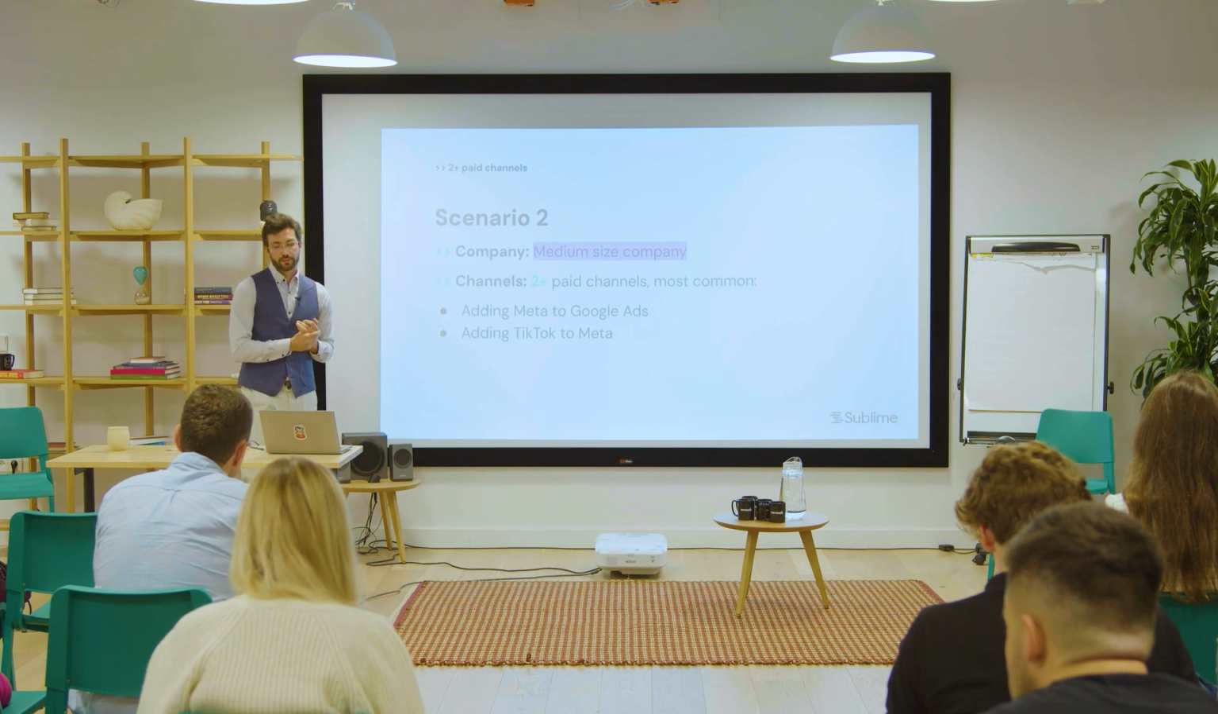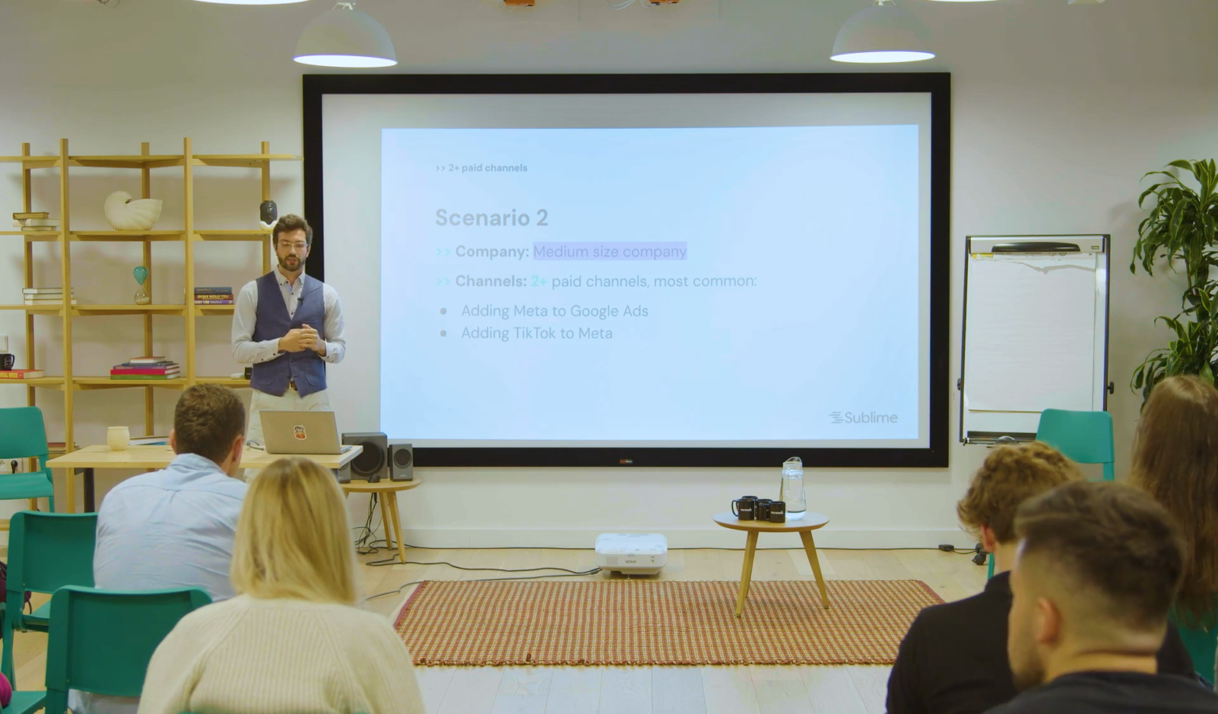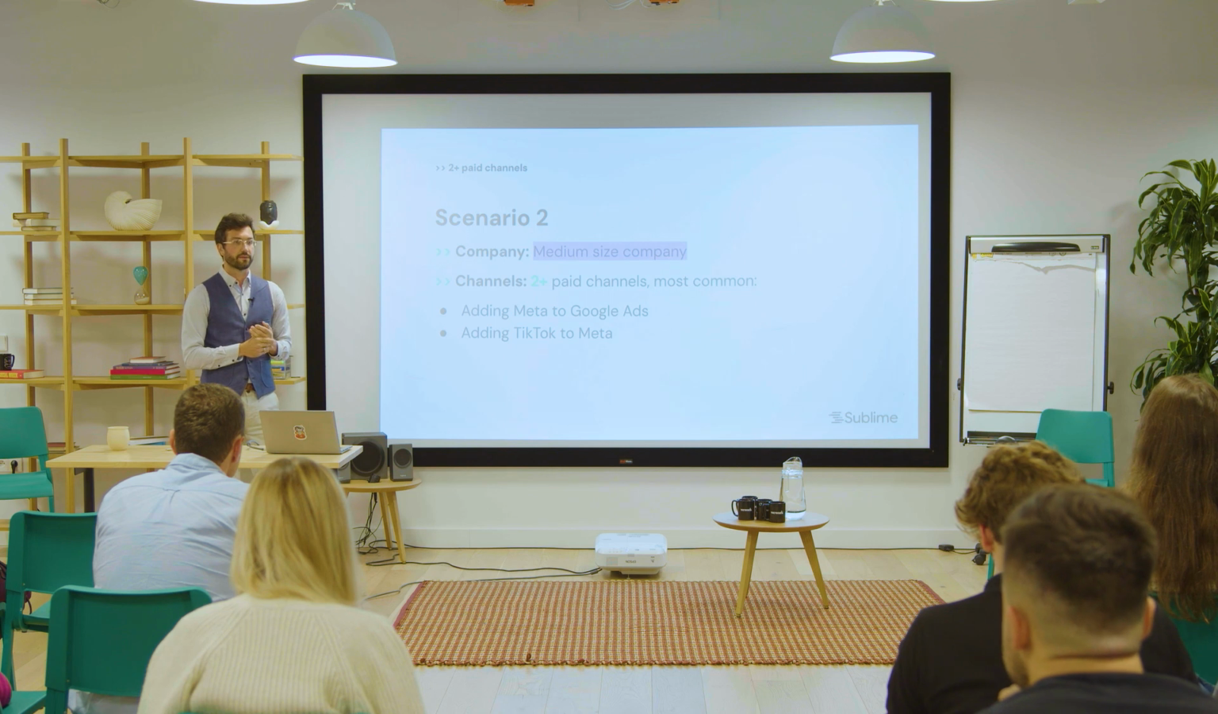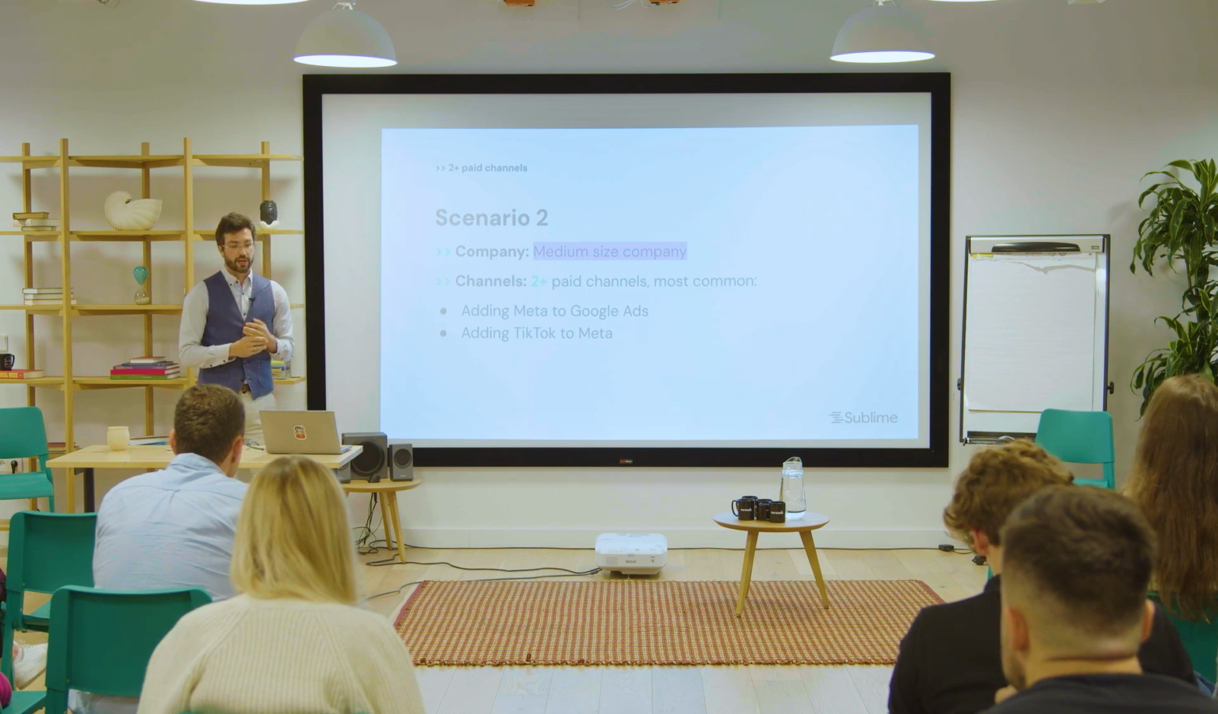And the second scenario, the more common one and the most interesting for us, is the medium-sized company that has two or maybe more paid channels. Usually a company goes from scenario 1 to scenario 2 by adding, for example, Meta to Google Ads when they reach all the customers at the bottom of the funnel and need to go a little bit up, or by adding TikTok to Meta when in Meta you reach the ceiling and you are paying for customers too much, or you cannot afford a higher CAC in this channel, and then the fun begins.